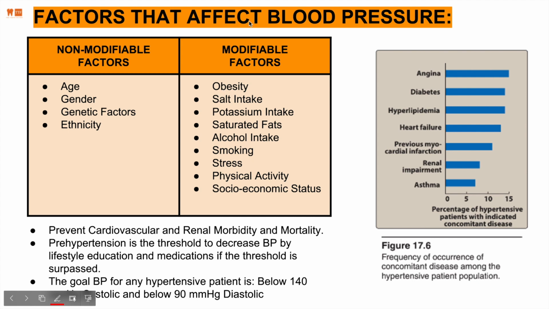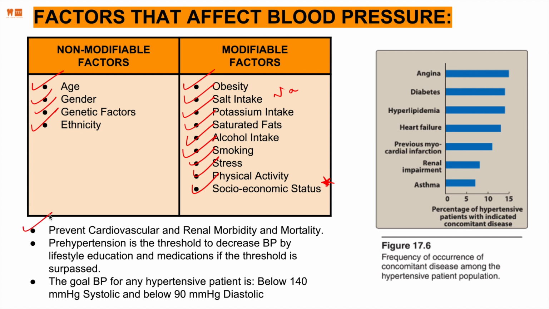Moving on to factors that affect blood pressure. Now, we mentioned this, so it's going to be a quick slide. Non-modifiable factors are age, gender, genetics, and ethnicity. Modifiables are obesity, salt intake, which is sodium, potassium intake, fats, alcohol intake, smoking, stress, physical activity, and socioeconomic status. I know it's very weird how this is a correlation, but it's a part of the list from our references.